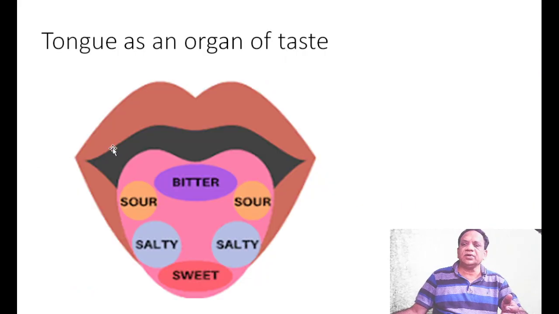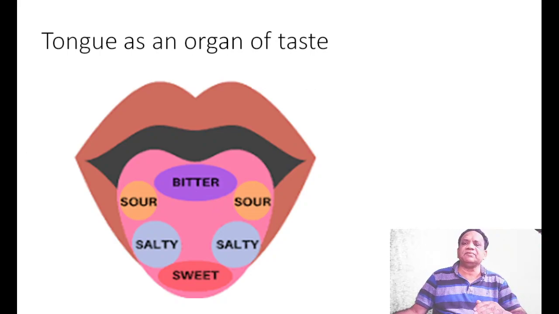Okay. Then you can see these are the different areas of the tongue where you can feel the different tastes. The bitter taste is in the posterior side, sour, salty, sweet is at the tip. So these all are perceived on the tongue at a different region by different papilla.